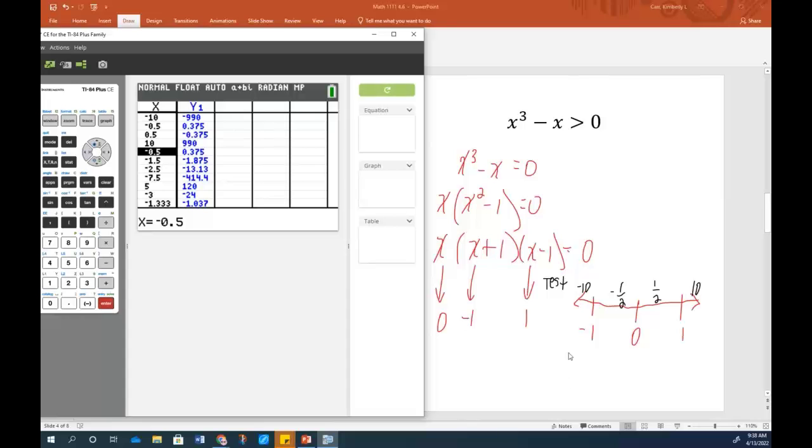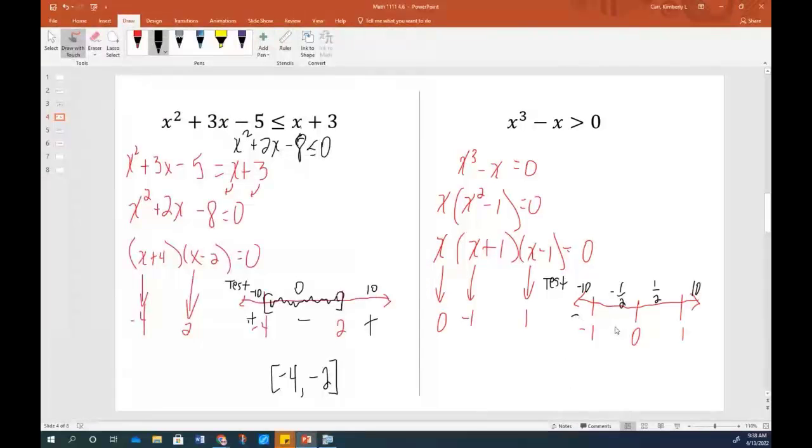So I'll bring that back over. Negative, positive, negative, positive. Now, which sections was I looking for? I wanted greater than 0, which means these two sections that are positive are my solutions.